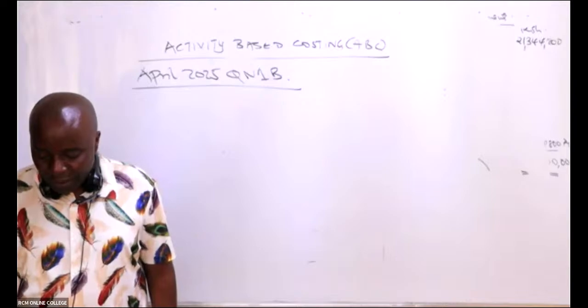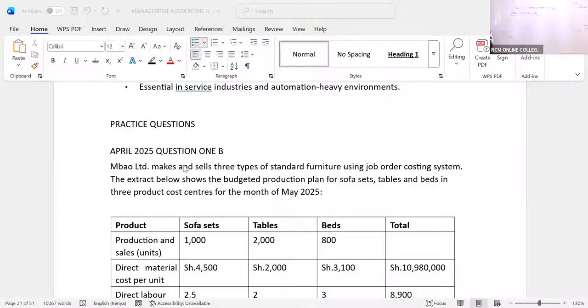April 2025, question number 1. Do you have it, somebody? April 2025, question number 1. We are told Embu Limited. He hasn't gotten it yet, we shall overcome.